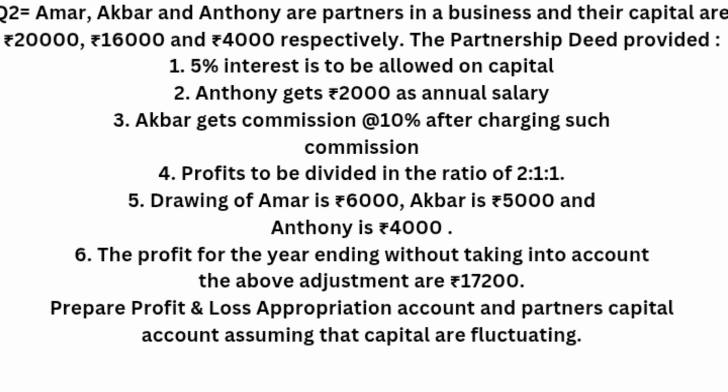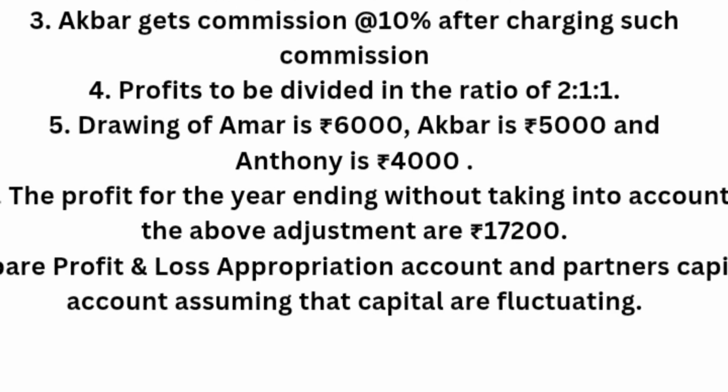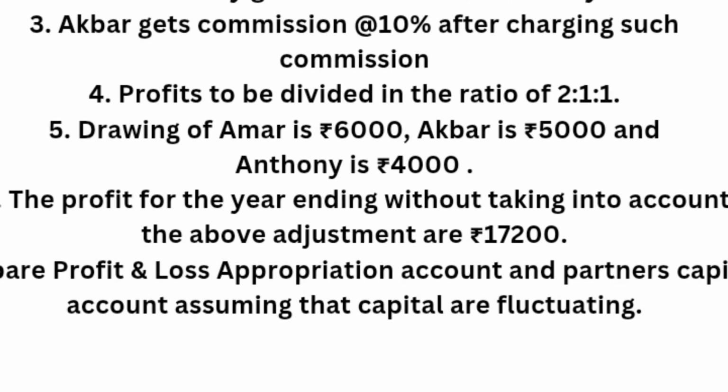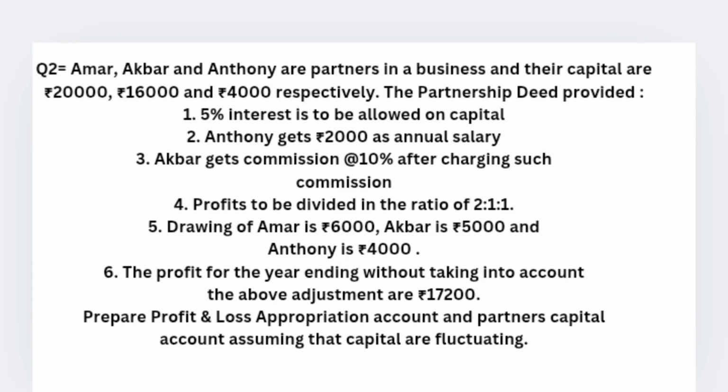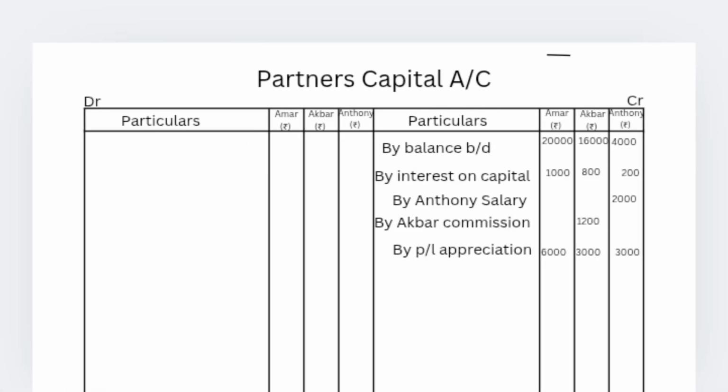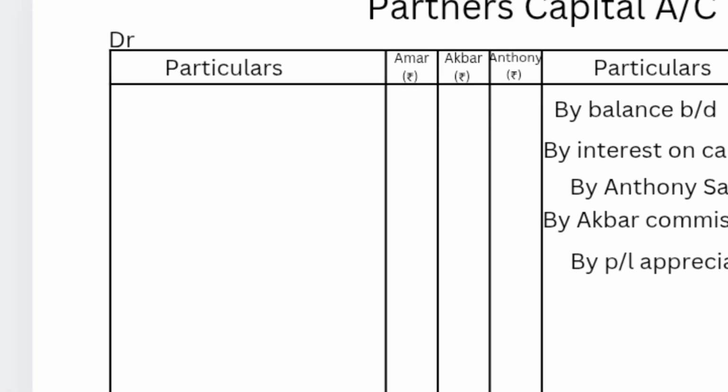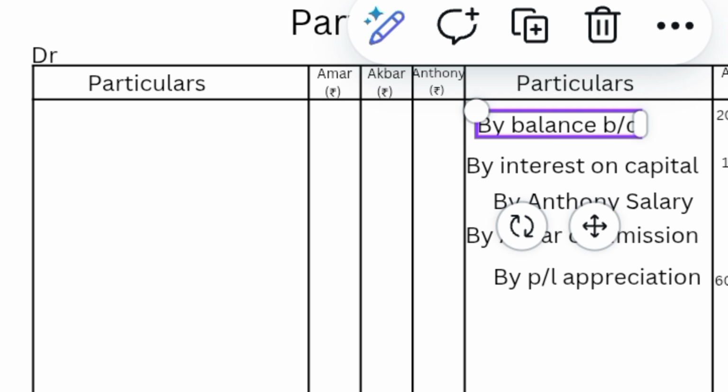And the next item is drawings. Amar's drawing is 6,000, Akbar's drawing is 5,000, and Anthony's is 4,000. For the drawings, we have to write on the debit side.